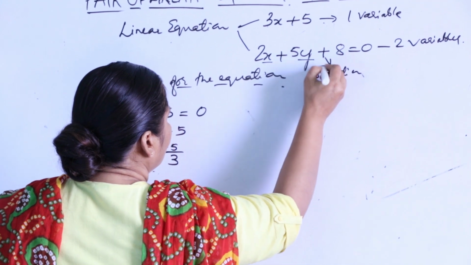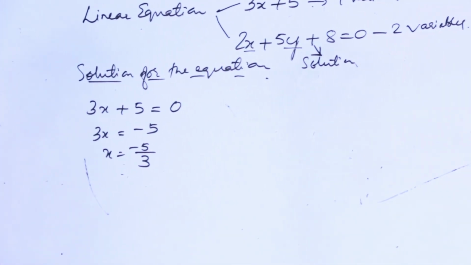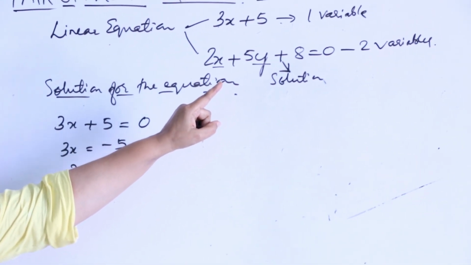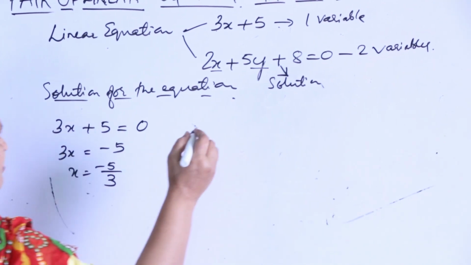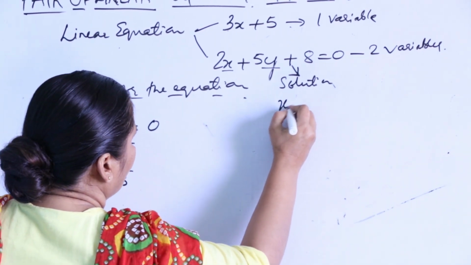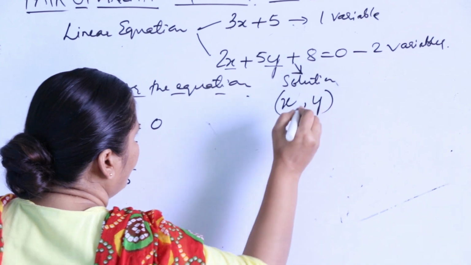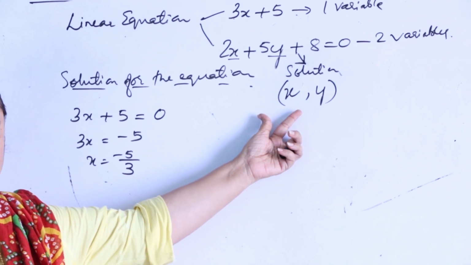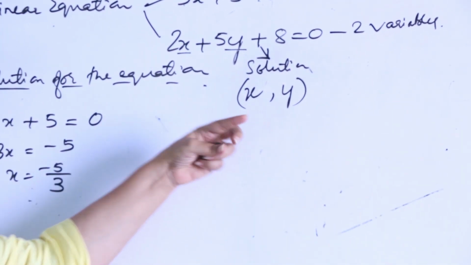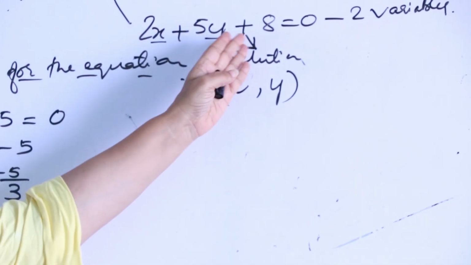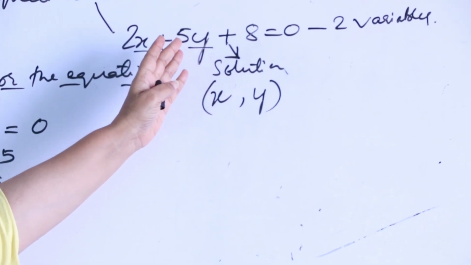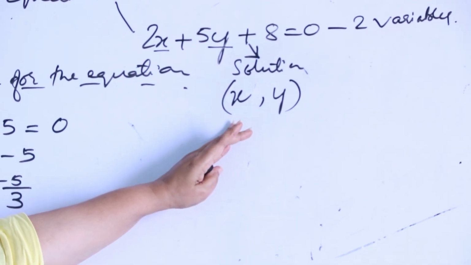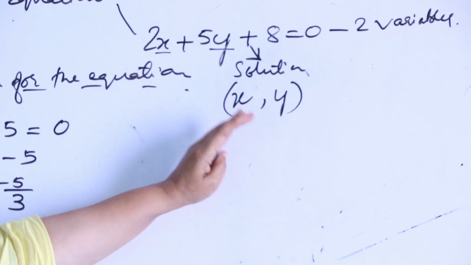What is solution of this two variables equation? Here, when we say solution, we are talking about pair of values. That means one is x value, the other one is y value. So, this pair which makes the value of this equation 0 is called solution of linear equation in two variables. We are talking about a pair here.